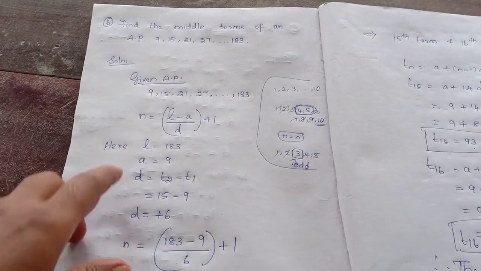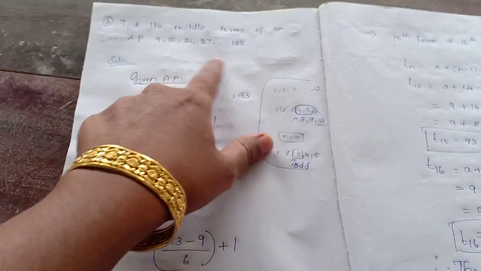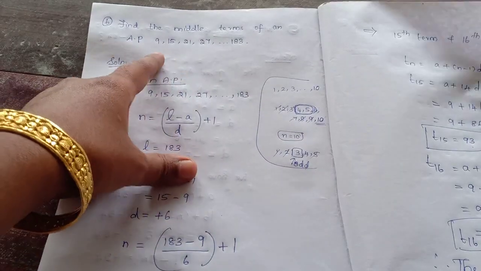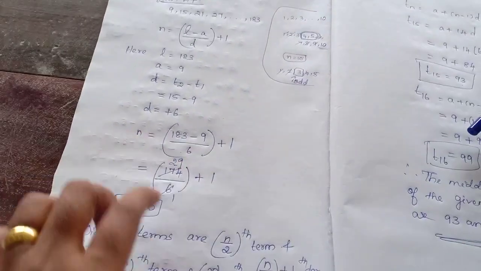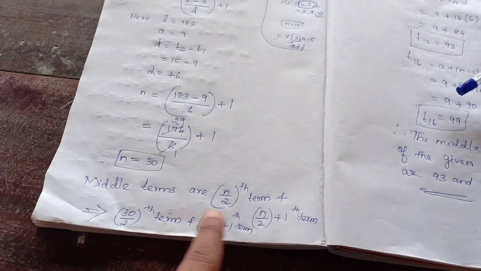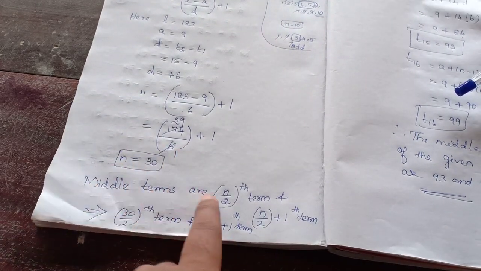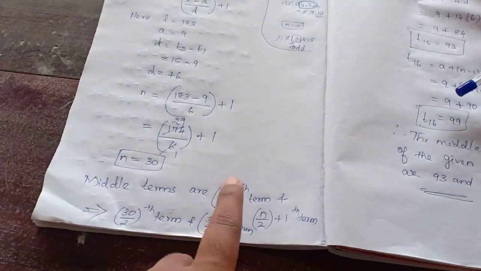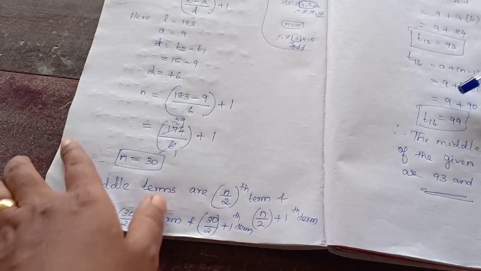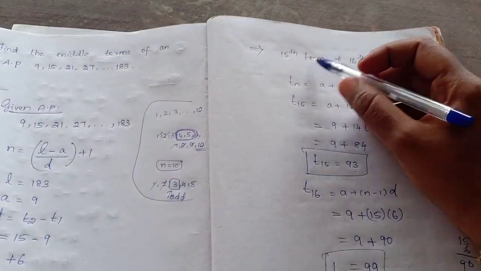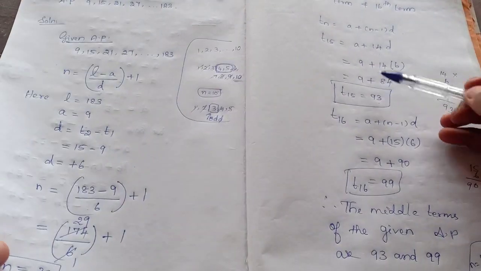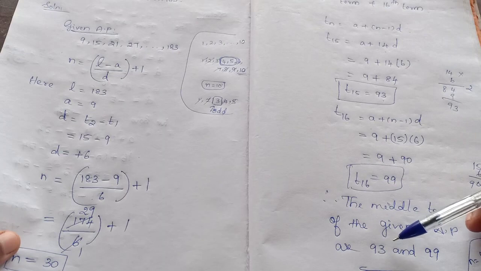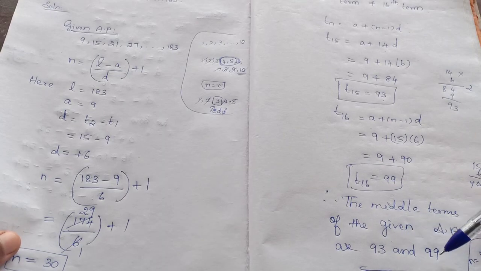Once again, listen to this answer. Find the middle terms of the AP. So here, first the number of terms we need to find. How many numbers are in the given AP? So from 9 to 183, there are 30 terms. Among the 30 terms, there are 2 middle terms, since it is even. We saw the example, no? So the n by 2 th term and the (n by 2 plus 1)th term. So after calculating, we need to find the 15th term and 16th term. Using the Tn formula for the 15th term, and the same formula for T16 also, we will get the middle terms as 93 and 99.